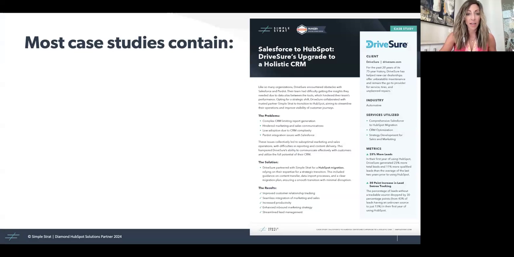So, elements of a good case study. I have an example on the right. We'll go through the different types, but the key elements of the case studies are going to include a company overview. So just, who is the company? What do they do? Just so the person who's reading the case study can have context.